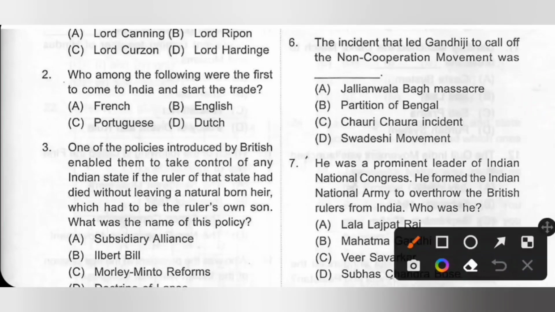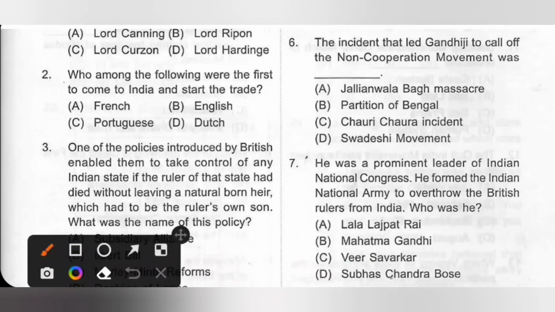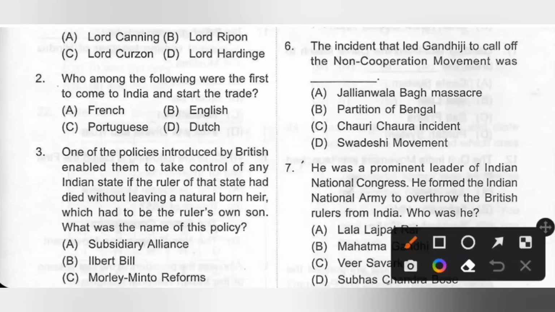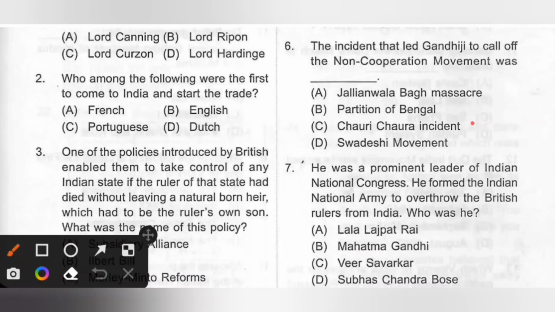Sixth one, the incident that led Gandhiji to call off the non-cooperation movement was dash. A, Jallianwala Bagh Massacre, B, Partition of Bengal, C, Chauri Chaura incident, D, Swadeshi movement. Gandhiji launched the non-cooperation movement against the British in 1920. He asked the people of India not to cooperate with the British government. However, the protest grew violent and on one such occasion, an angry mob burned down a police station at Chauri Chaura, killing 22 policemen. This incident hurt Gandhiji. So, he called off the movement. So, option C is the correct answer. That incident is Chauri Chaura incident.